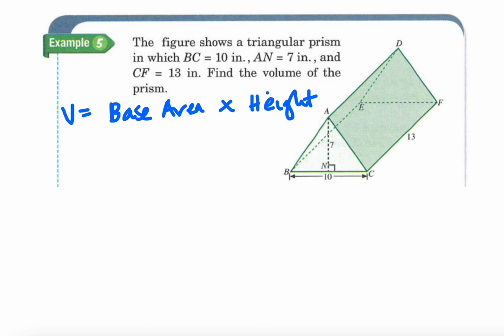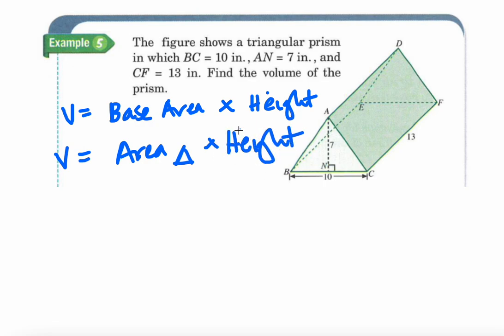So let's take a look at this then, so that you can understand what I'm talking about. It says in the figure, it shows a triangular prism in which BC is equal to 10 inches, AN is equal to 7 inches, and CF is equal to 13 inches. Find the volume of the prism. So volume equals the base area times height. This base is a triangle. So we're really figuring out the area of the triangle times the height of the entire prism.